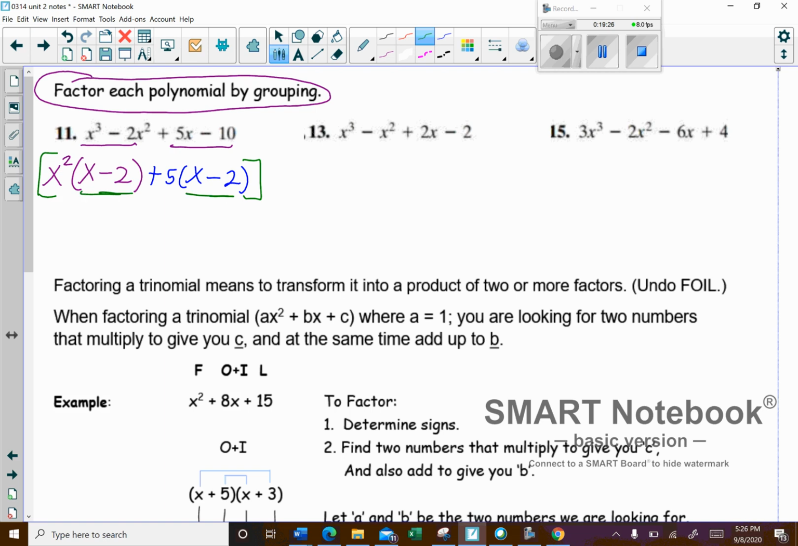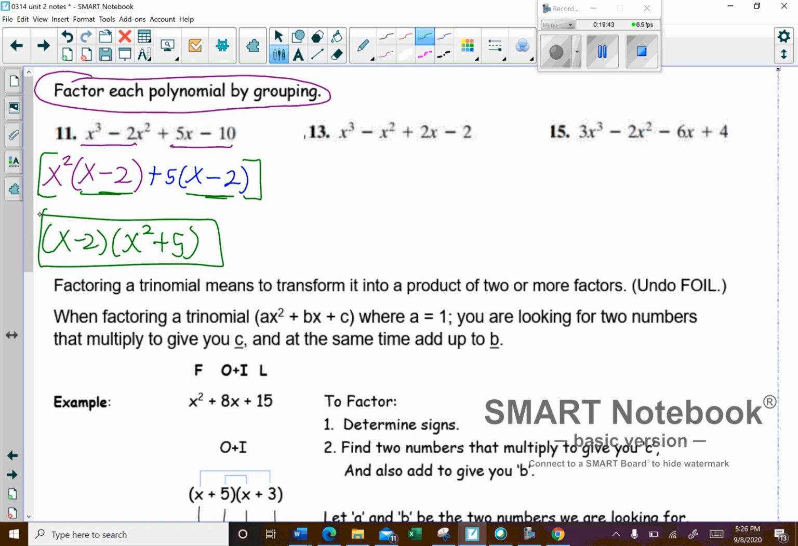So now I'm going to factor out that x minus 2. So x minus 2 here, and then what's left behind is the x squared plus 5.